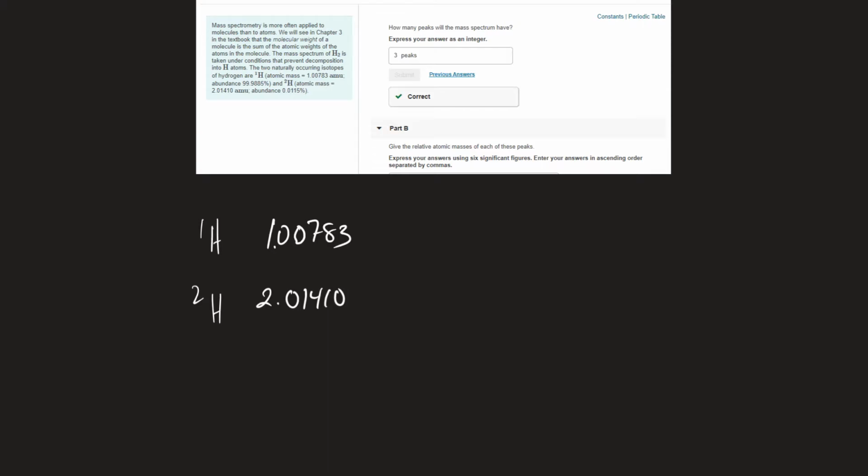But the question isn't asking about what the peaks are for hydrogen atoms. The question is asking about the molecule of hydrogen. So we can have 3 peaks here because we could have a hydrogen 1 atom bonded to a hydrogen 1 atom. We could have a hydrogen 1 atom bonded to a hydrogen 2 isotope. Or we could have 2 hydrogen 2 atoms bonded to each other.